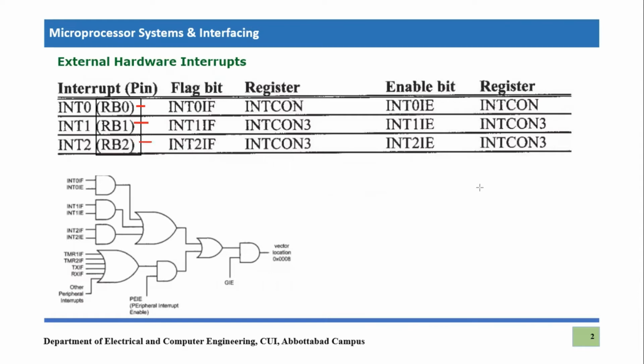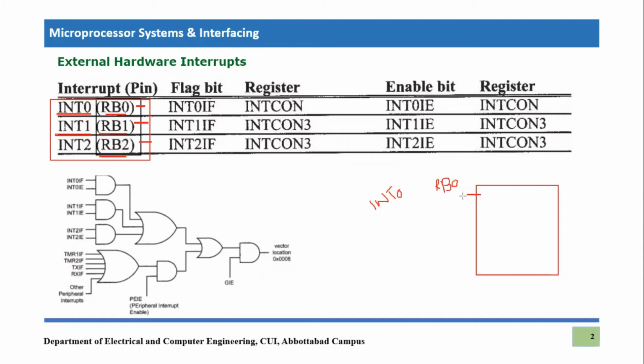Let's say, for example, this is a microcontroller, and this is the RB0 pin. Let me write it. RB0. If it is used as an external interrupt, it will be named INT0, interrupt 0. Similarly, interrupt 1 and interrupt 2 are the names of the interrupts used with RB1 and RB2. Here you can see interrupt 0 is related to RB0, interrupt 1 is the name for the RB1 pin, and interrupt 2 is the name for RB2.